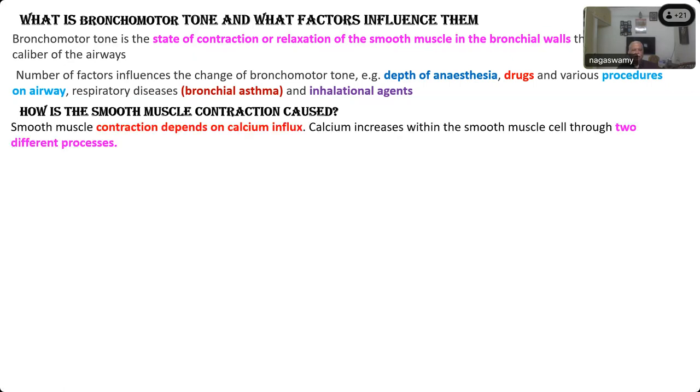Please remember that point. Smooth muscle contraction depends on calcium influx, that is, entry of calcium into the smooth muscle cell. Calcium increases within the smooth muscle cell through two different processes. What are the two different processes? Calcium should be increasing inside the smooth muscle cell, the cytoplasm. Is calcium an extracellular ion or an intracellular ion? Extracellular, mainly; that is why it has to enter the cell. Potassium and magnesium are the major intracellular ions. Sodium and calcium are major extracellular ions. So the extracellular calcium has to enter the smooth muscle cytoplasm to initiate further activity to make it contract.